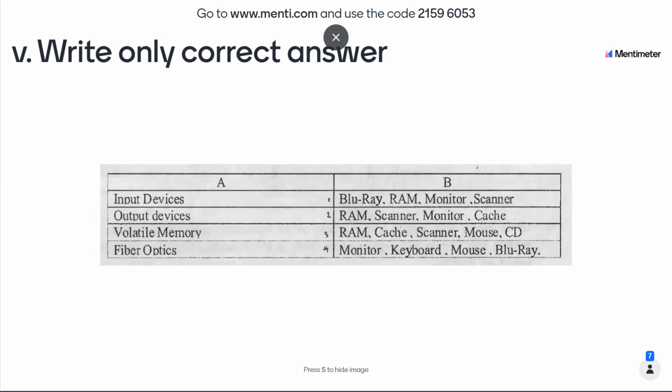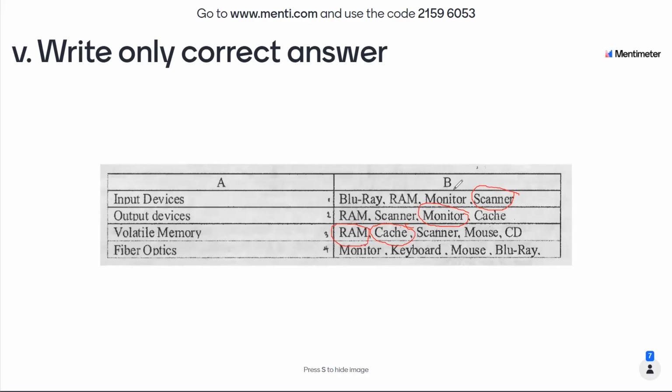For the first one, we got the answer: input device, we have a scanner. Second one, we will have the monitor. Then it says volatile memory. Volatile memory means when power goes off, if it is erased, then it's volatile memory. There are two. We have RAM, main memory, which is volatile. Cache memory is also volatile. When power goes off, whatever is inside the cache will be erased. So there are two answers for volatile memory.